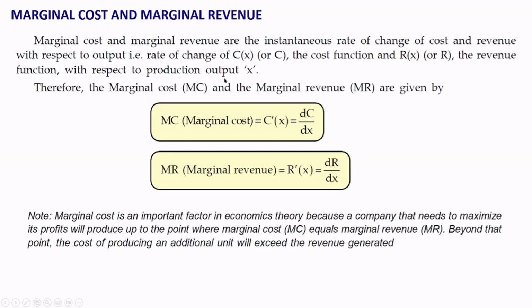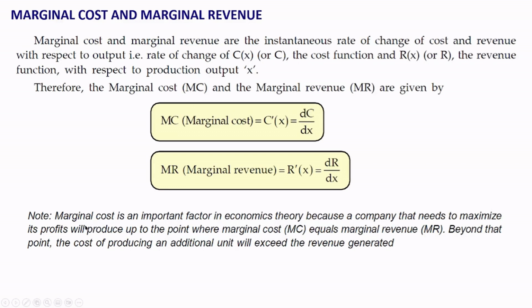That is the rate of change of the cost function, and R of x, the revenue function, with respect to the production output, which is x. So marginal cost is the rate of change of cost function with respect to x, given by dC by dx, and marginal revenue is the rate of change of the revenue function with respect to x. So it is dR by dx.